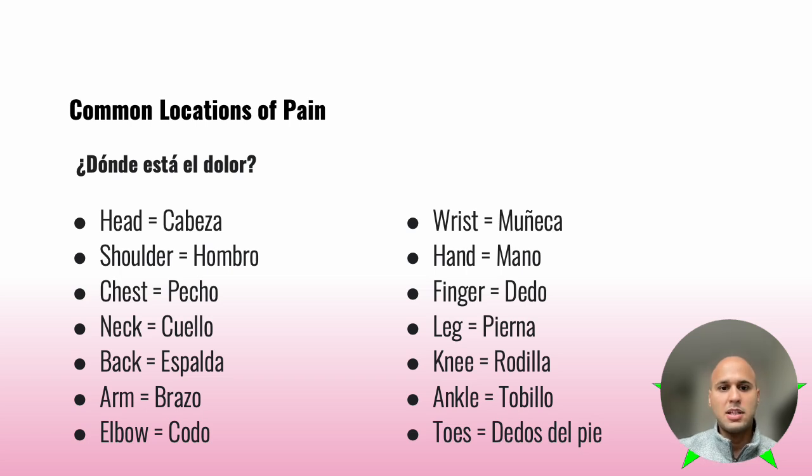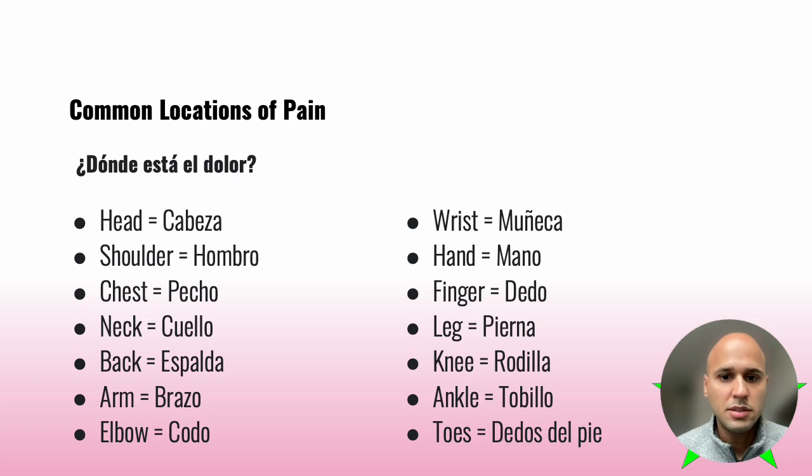So some of the common locations and parts of our bodies where a patient could say they're experiencing pain or symptoms: head, cabeza; shoulder, hombro; chest, pecho; neck, cuello; back, espalda; arm, brazo; elbow, codo; wrist, muñeca; hand, mano; finger, dedo; leg, pierna; knee, rodilla; ankle, tobillo; toes, dedos del pie.